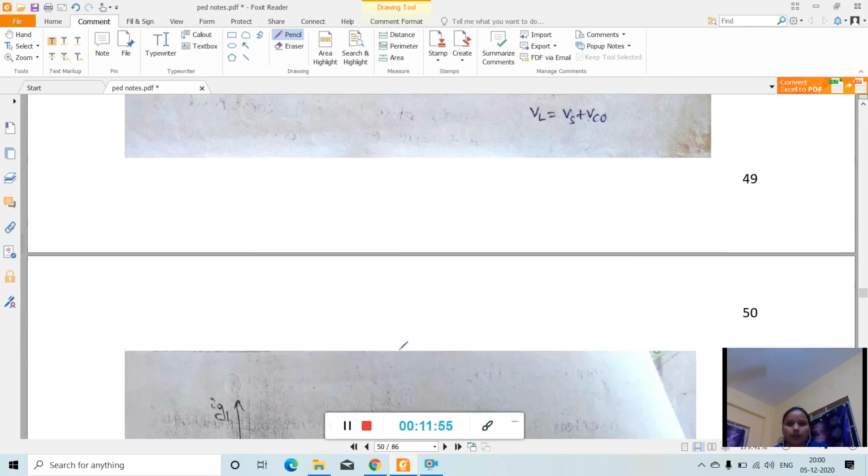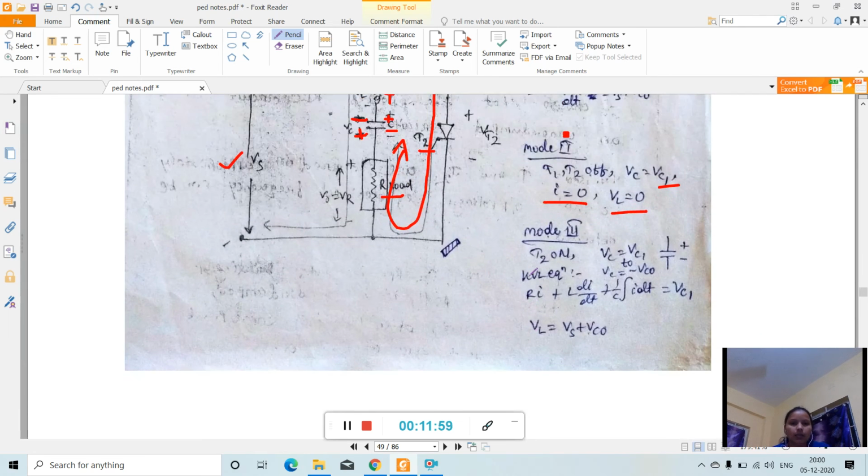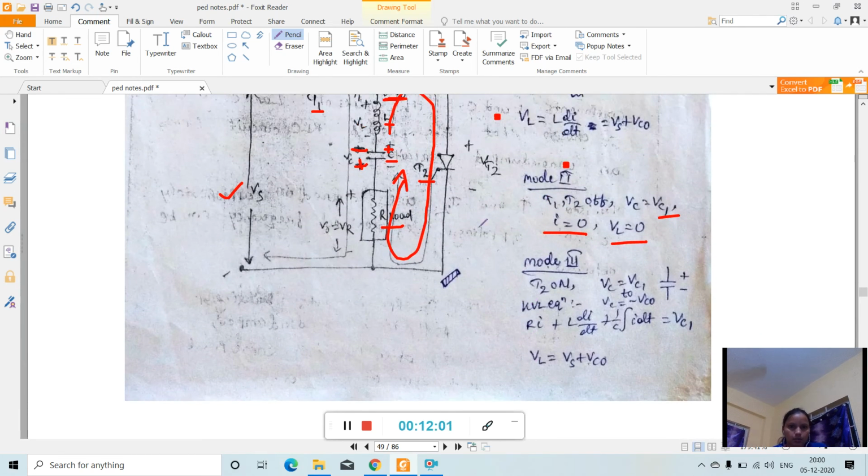Okay. So in this mode, the capacitor voltage again discharges until the upper plate is negative and the lower plate positive. Once the upper plate is negative and the lower plate positive, thyristor T2 is commutated. So the KVL equation during mode 3 is I into R plus L di by dt plus 1 by C integration I dt is equal to Vc1, and the voltage across the inductor is Vs plus Vco.